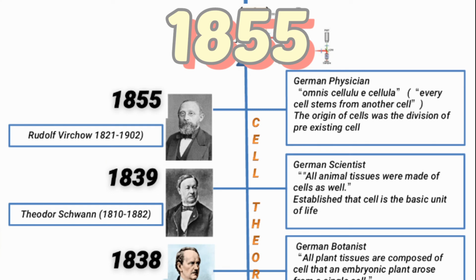In 1855, the German physiologist, physician, pathologist, and anthropologist Rudolf Virchow was able to add a third part to the cell theory. He stated that all cells develop only from existing cells. Virchow was the first to demonstrate that the cell theory applies to diseased tissue as well as healthy tissue.